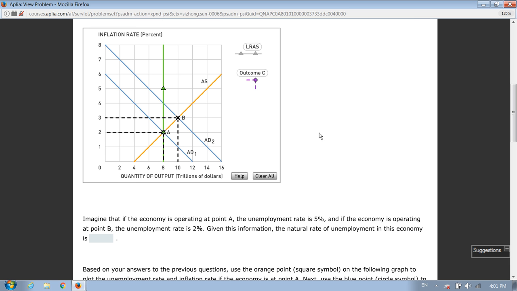Imagine that the economy is operating at point A. The unemployment rate is 5%, so this is the natural rate of unemployment as well. If the economy is operating at point B, the unemployment rate is 2%. Given this information, the natural rate of unemployment in the economy is 5%. It is the unemployment rate when the economy is at its natural level of output. So it's 5%.